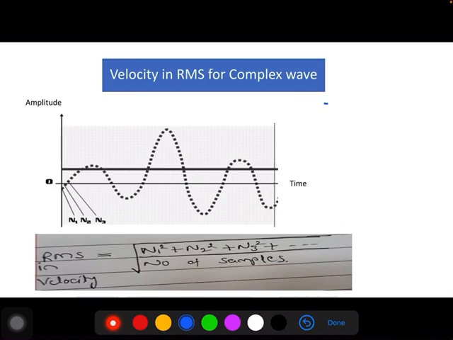So for example, it is a complex wave and these are some of the samples here, N1 and N2. Regarding samples and complex waves, I will explain in detail in signal processing. In brief, I am explaining here how to calculate the velocity in RMS for a complex wave. You need to square all the samples, N1 squared, N2 squared, N3 squared, and divide by the number of samples, then you will get the mean. Again take the square root of that, and you will get the RMS value. So for the complex wave, this is the way you need to calculate.